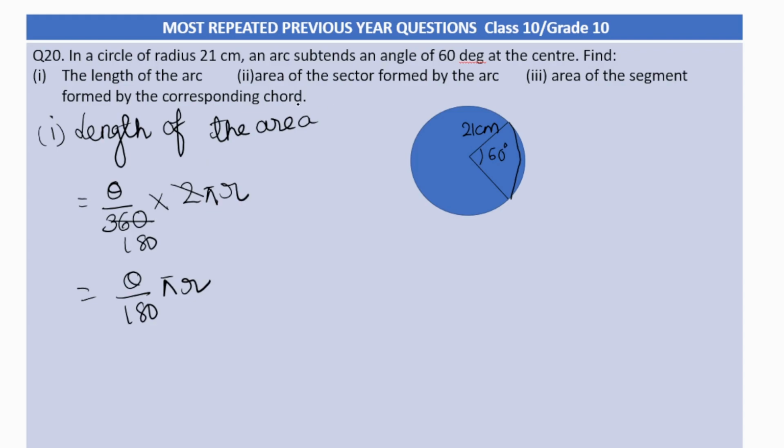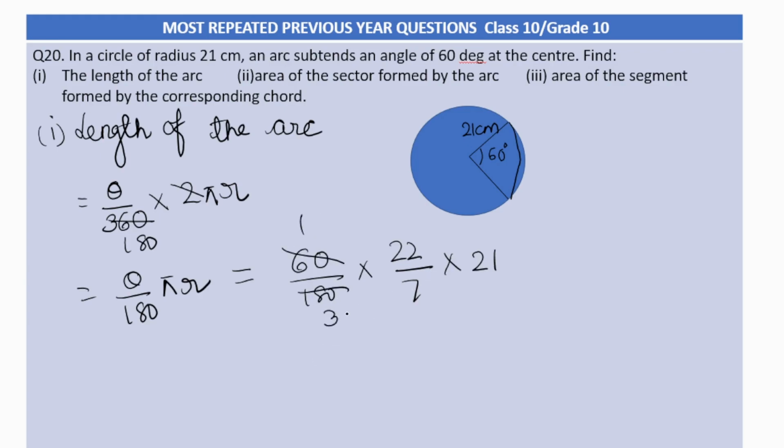So the length of the arc, instead of arc I wrote area here, I'm sorry for that, I'll write arc, is equal to theta value 60 by 180, pi value you can take 22 by 7, into 21. Now 60 ones are 60, 60 threes are 180, and 3 ones are 3, 3 sevens are 21, 7 and 7 got cancelled. What remains is 22, which is 22 centimeter, because the radius is in centimeter. So this is the length of the arc. Now let's solve the next question.